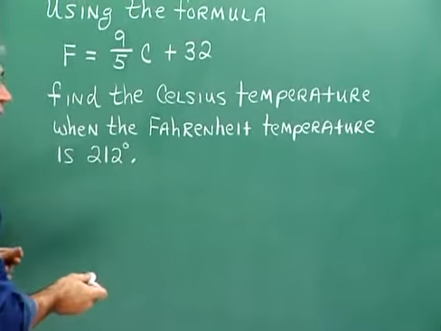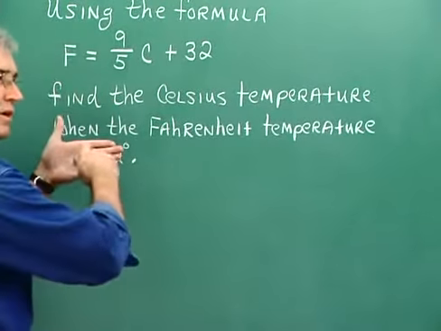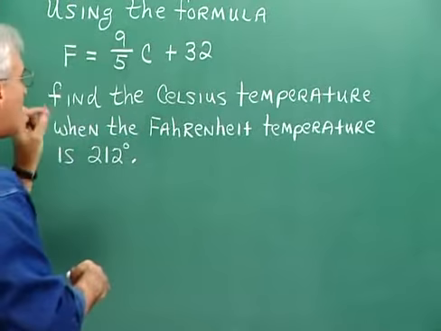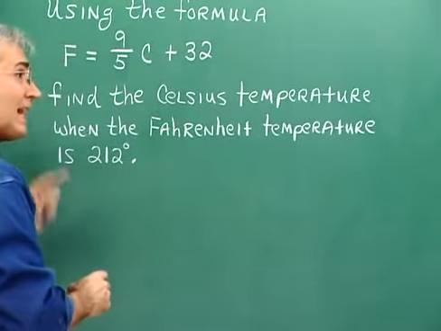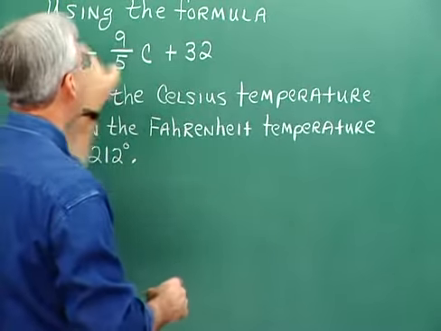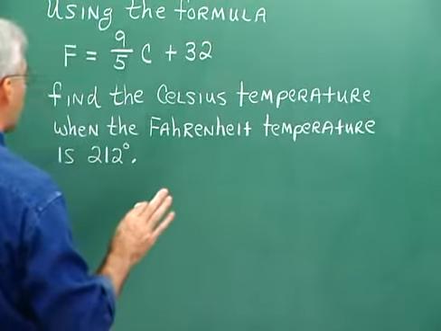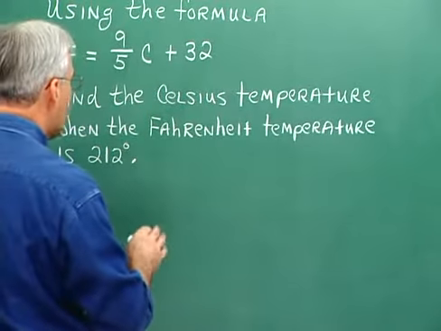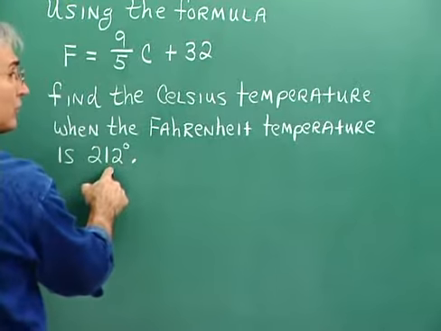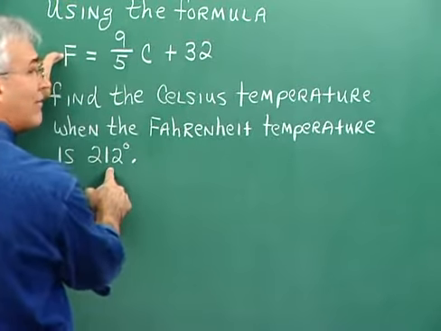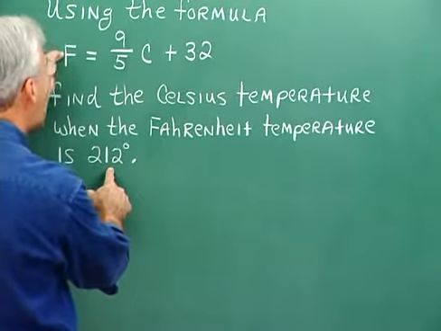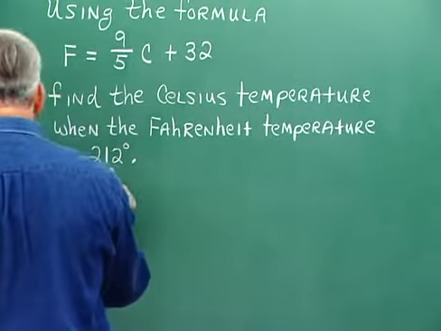When using a formula, you always follow the same sort of prescription in the first two steps. In the first step, you write the formula. In the second step, you replace letters with numbers. Now here we're only replacing one letter with a number, but we're told that the Fahrenheit temperature is 212. So we're going to replace the F then with 212. And then we're going to solve for C. Let's see what it looks like.